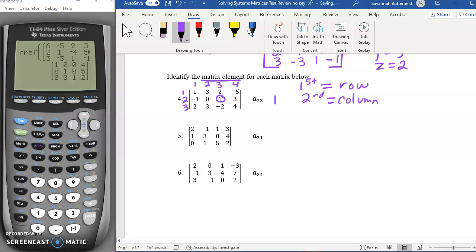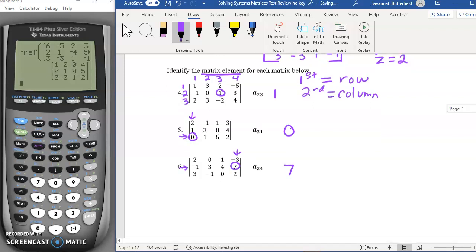Same thing on number 5. We have A31, and so we're going to have row 3, column 1, and so that would be right here. My answer would be 0. And then on number 6, again, same thing, except we have A24, so that means row 2, and then column 4, 1, 2, 3, 4, and so that would be right here, and that is an answer of 7.